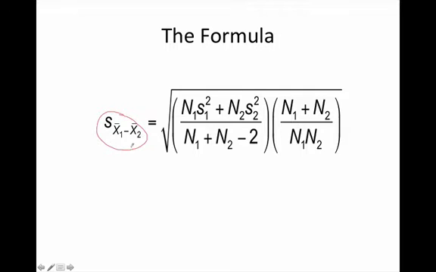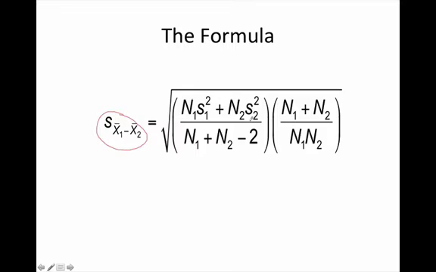This is our term for the standard error of the difference between the means. And included in this calculation are n values, which refer to sample sizes. So n1 is going to refer to the number of people that you have in group 1. n2 is going to refer to the number of people that you have in group 2. S squared is a sample variance, so S squared 1 is going to refer to the variance of group 1, and S squared 2 is going to refer to the variance of sample 2.